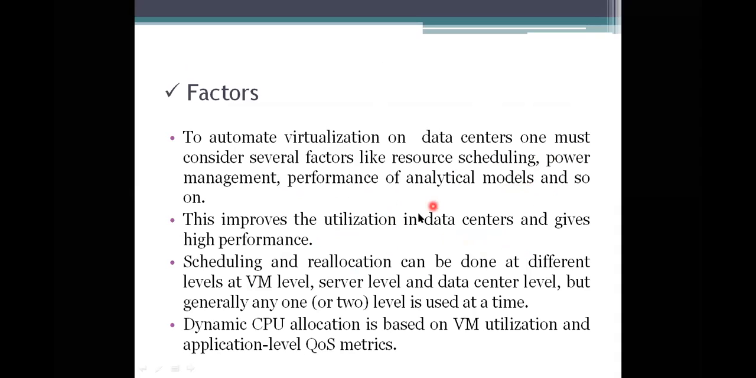And also, if the scheduling has been done and the resource has been allocated, we need to take reallocation into account, because I have taken the privilege of accessing one device. After usage, I need to free that device. The device that has been freed has to be reallocated to another one. So reallocation has to be taken at different levels. How can you do this reallocation? We can reallocate at the VM level, then the server level, and the data center level.